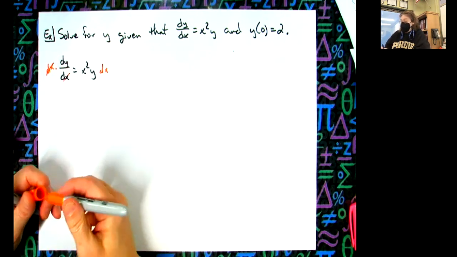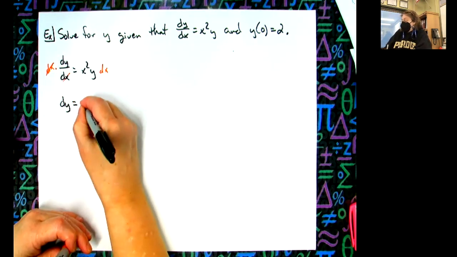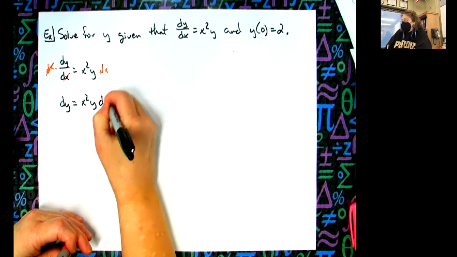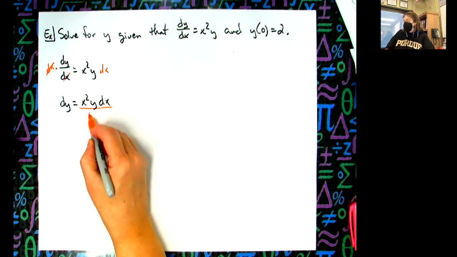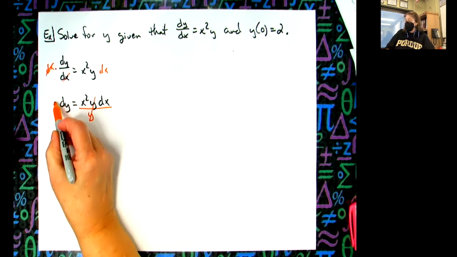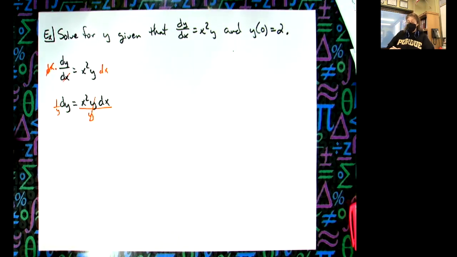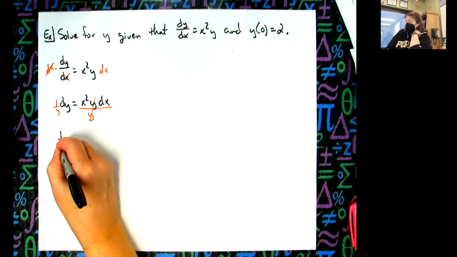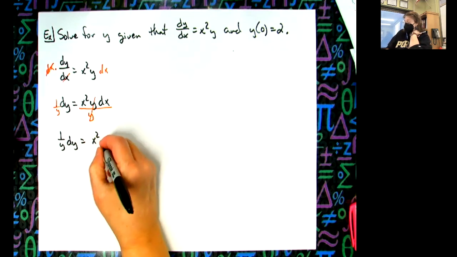And the dx cancels out. Okay, and then my variables are not yet separated because I still have that y hanging out on the right-hand side. I can't have it there. So I'm going to divide both sides by y, to get rid of it over here. I'm going to remember that there's an imaginary 1 there that I'm dividing the y by. So I'm going to clean that up. So 1 over y dy is equal to x squared dx.